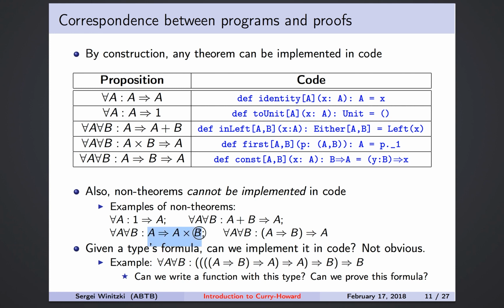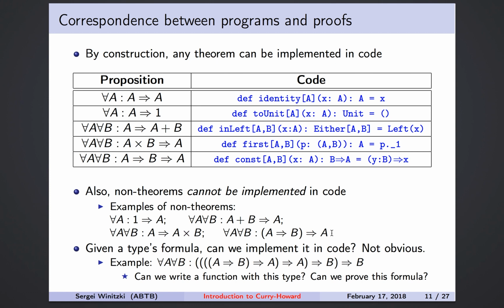Exactly the same reason shows why we cannot produce an A and B given A, because that requires a B that we cannot produce. And also this is not implementable, because we are required to produce an A, but all we have is a function from A to B. This function will consume an A if given an A. This function cannot possibly produce an A for us. But we are required to produce an A as a result, so we cannot. And also there is no proof of this formula in the logic.